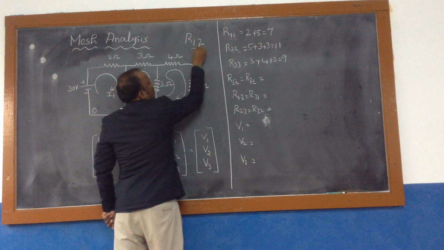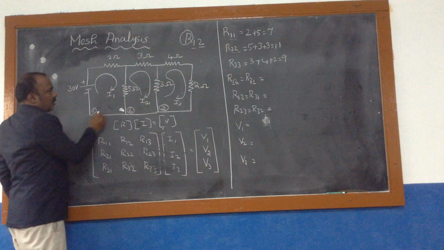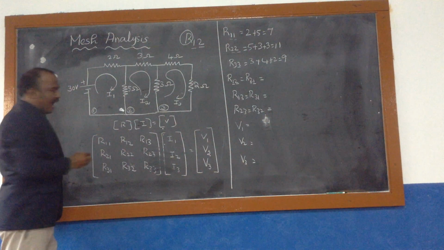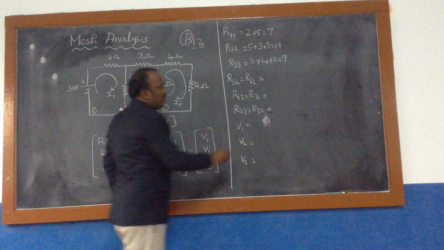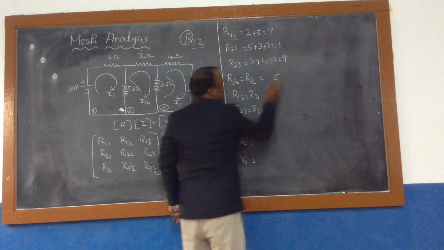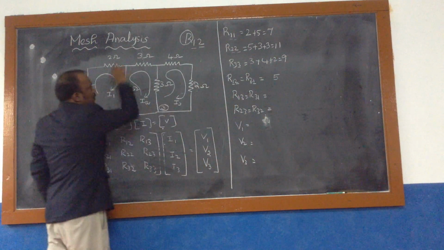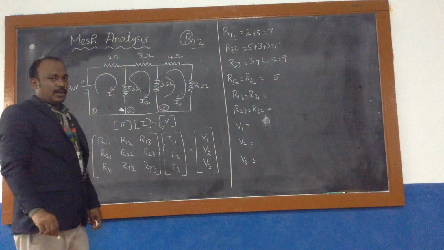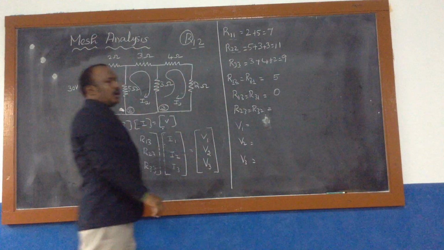R12, first loop, second loop, common resistor. When you consider this circuit diagram, it can be seen that the common resistance between the first loop and second loop is the 5 ohm resistor. Similarly, R13, R31: between the first loop and the third loop there is no common resistor, so we can say this value is equal to 0.